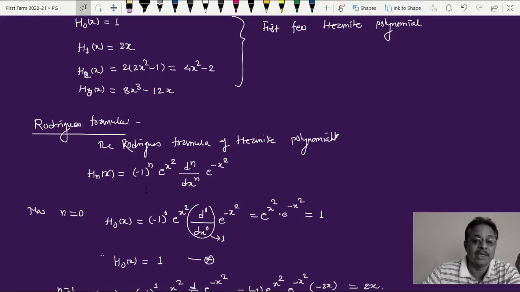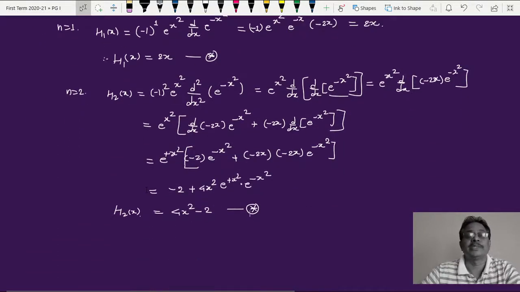Put values of n equal to 0, 1, 2, etc. You will get each and every member of this particular Hermite polynomial as what we have done here. So it requires a knowledge of differentiation, knowledge of mathematics, and that will lead you to the following polynomials as we have shown there.